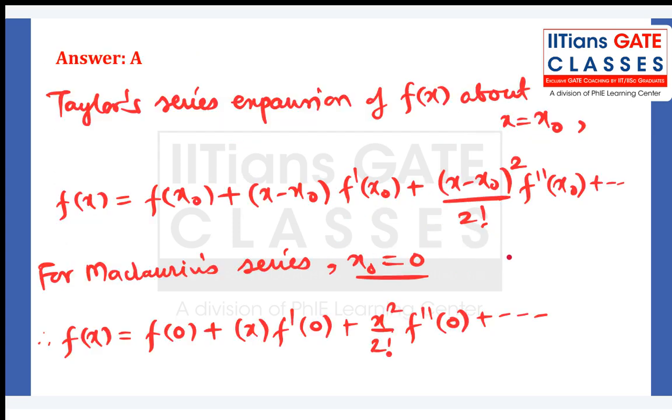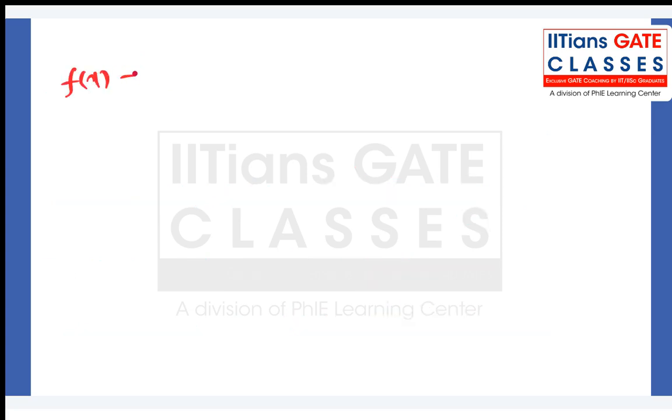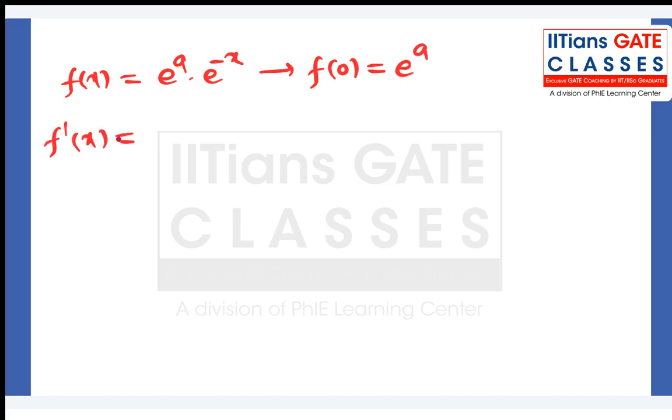So what do you need? You need f of 0 and the derivatives evaluated at 0 for your function. So when you have f of x as e power a into e power minus x, first of all, what is f of 0? That will be e power a, right? Because e power minus 0 will be 1. Then f dash of x turns out to be, e power a is a constant, nothing happens to it, so e power minus x, and like that. Okay, so we are not going to solve everything, but you get the idea, right? e power minus 1 into e power a.